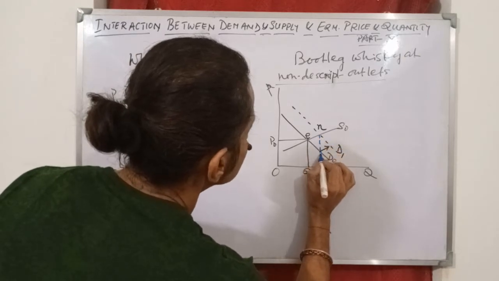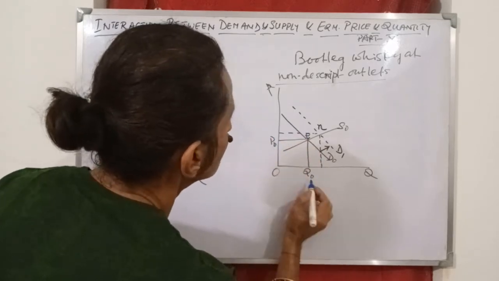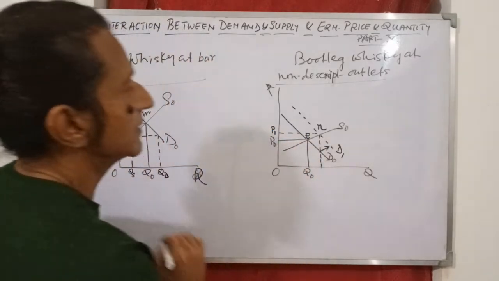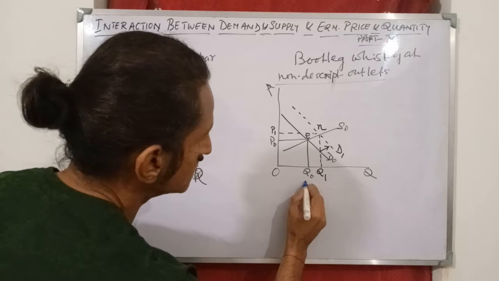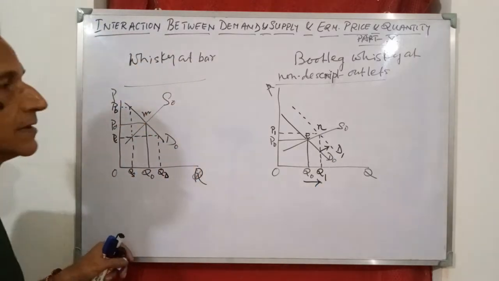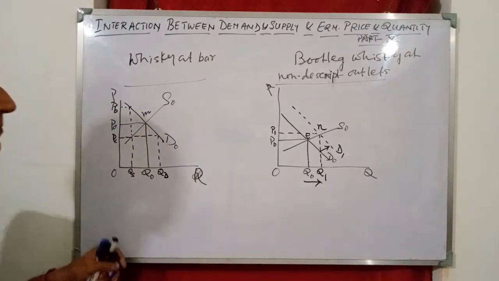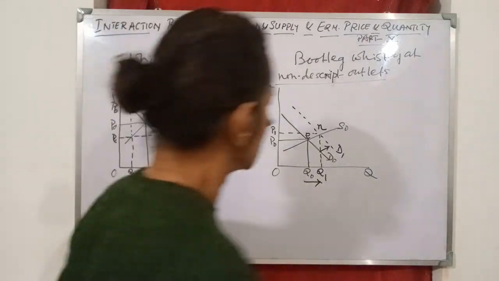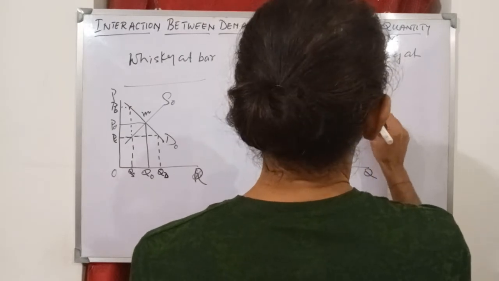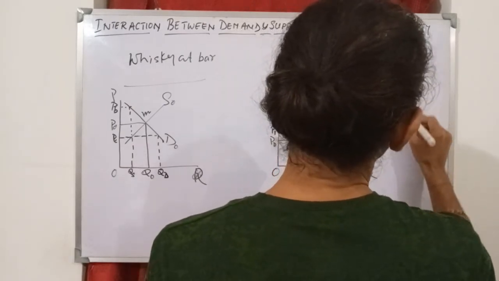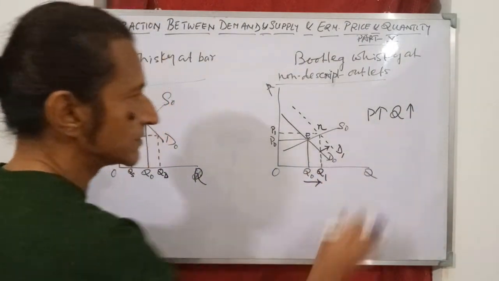Now you see, equilibrium price has increased from P sub 0 to say P sub 1, and equilibrium quantity has increased from Q sub 0 to Q sub 1. That means demand has increased as well as price has increased, but still the price is lower than the black market price. Correct? So here price increases and quantity demanded also increases. This is the impact on the bootleg whiskey market.